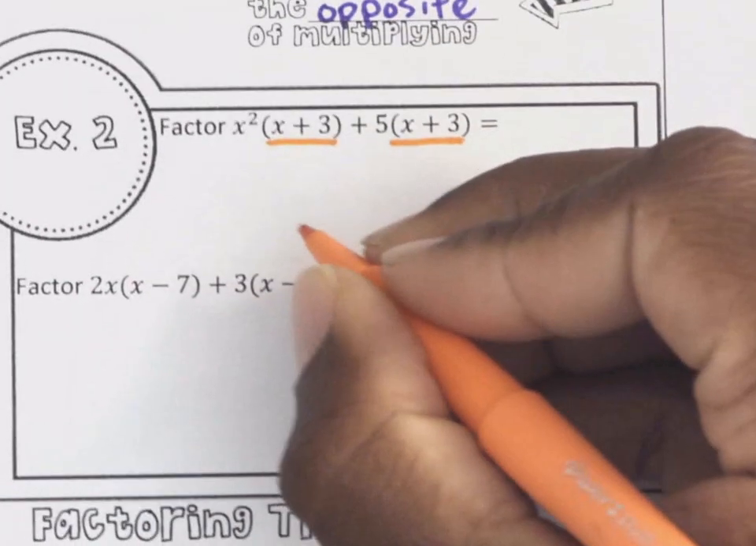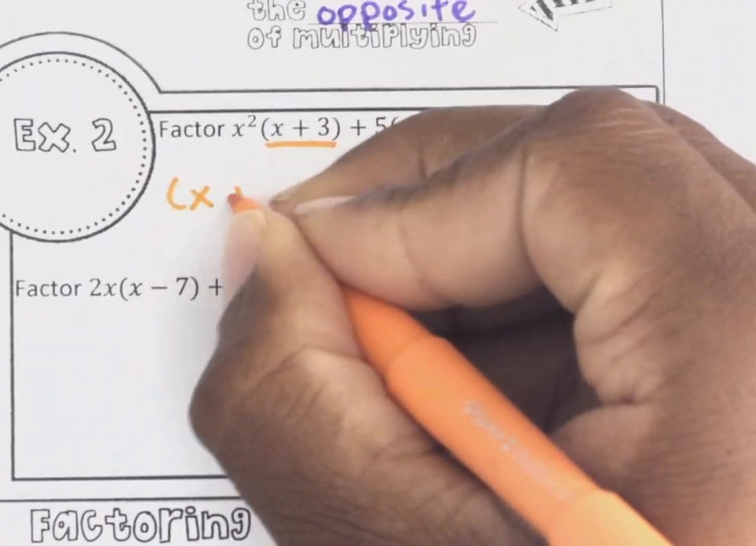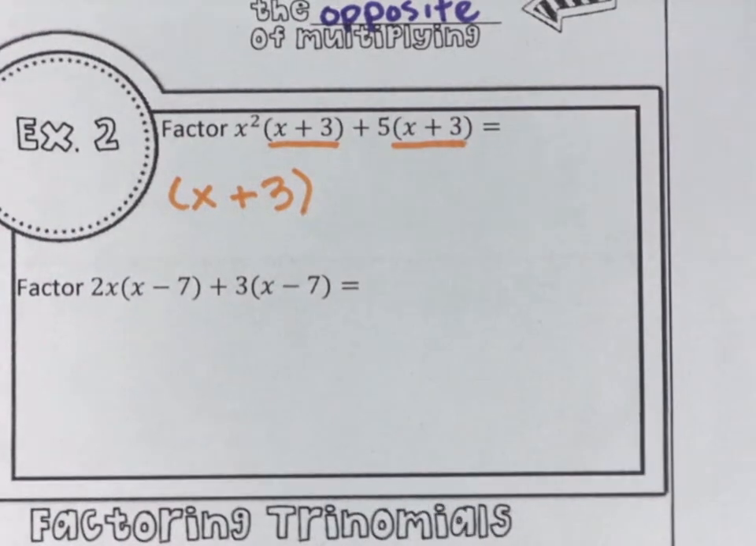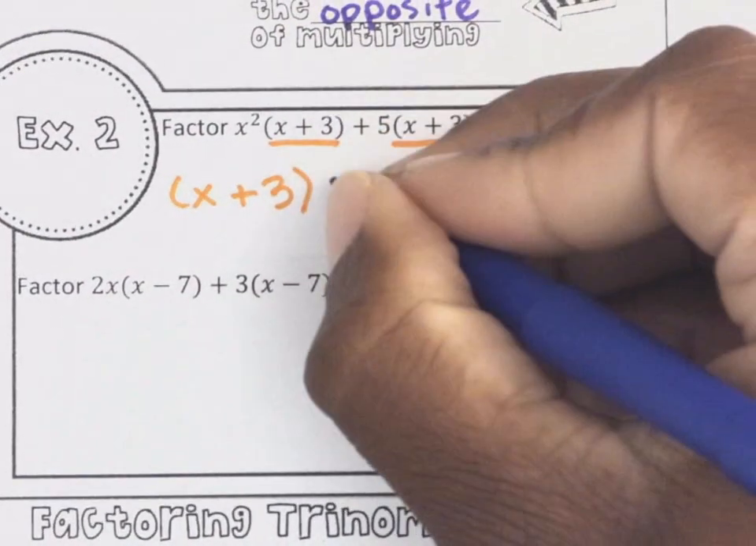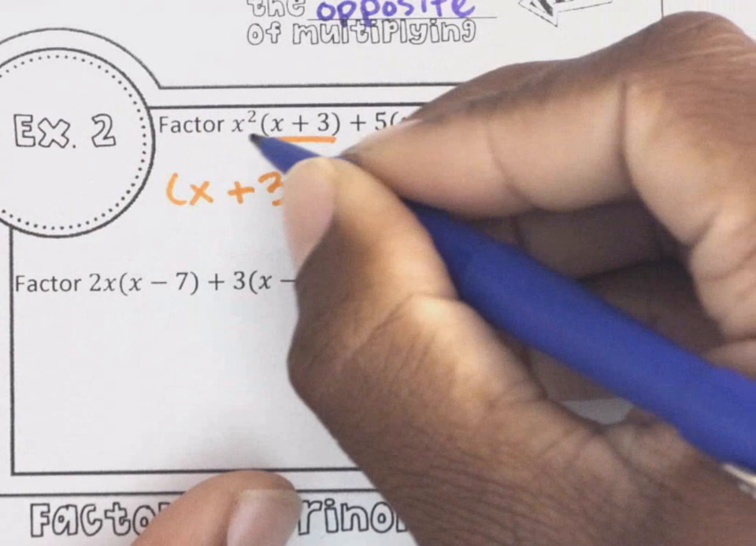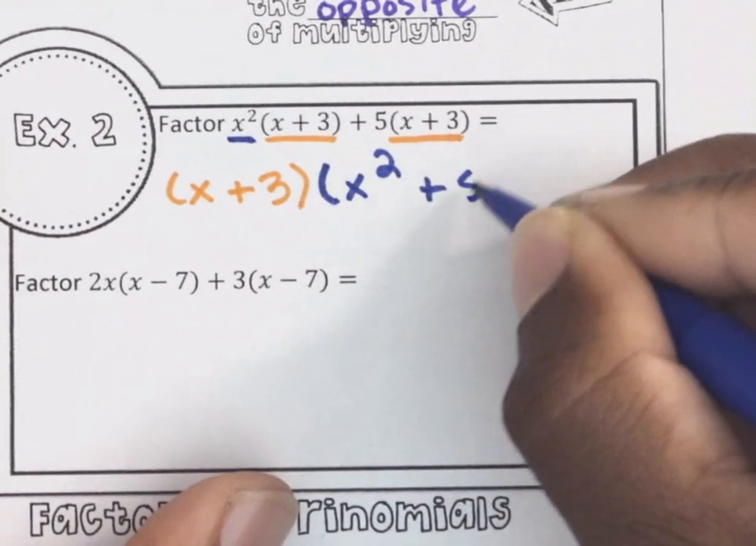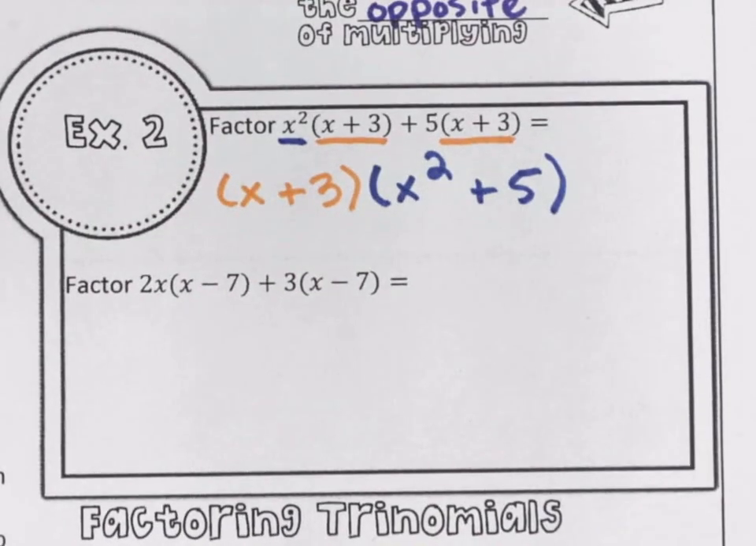So I factor out 1 X plus 3. What do I have left that I didn't factor out? X squared plus 5. Everybody follow that? They both had 1 to give, so I factored out. Takes me right there. What I didn't factor out was X squared plus 5.